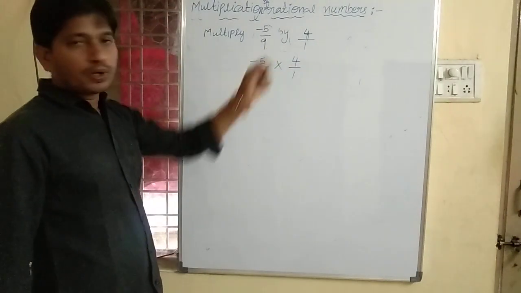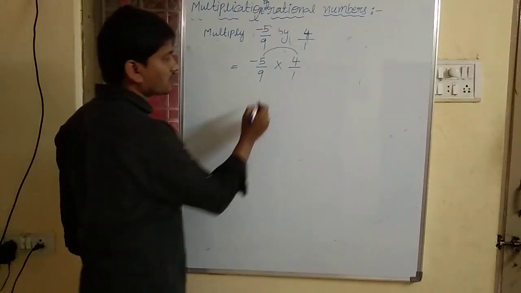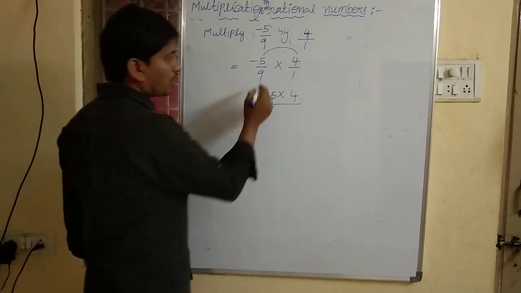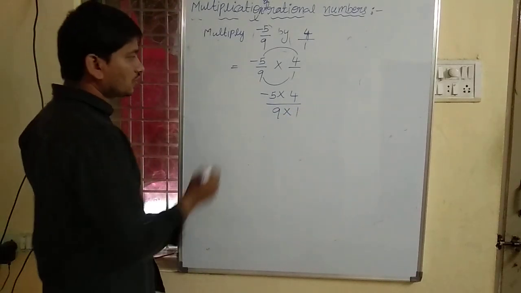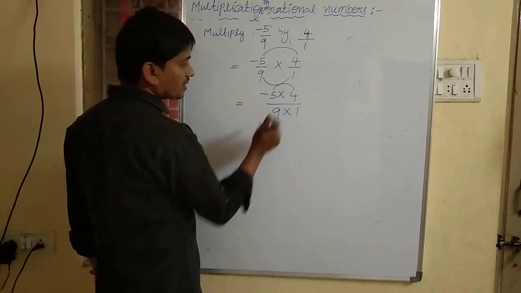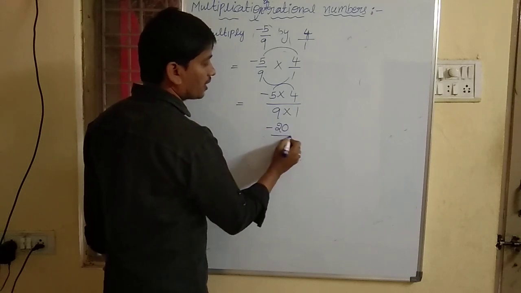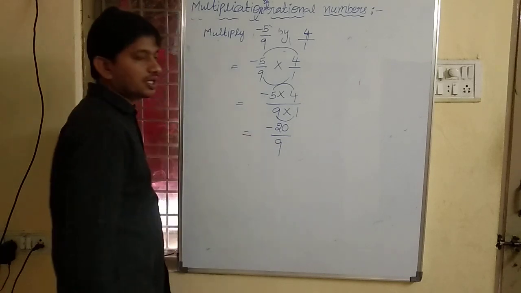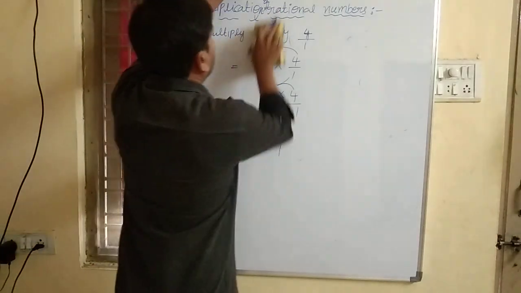Same. Product of numerators. What are the numerators here? Minus 5 into 4, by product of denominators 9 into 1. So minus 5 into 4. Minus into plus is minus, 5 into 4 is 20, divided by 9 into 1, that is 9. So the answer is minus 20 by 9. Okay, we will discuss one more example.